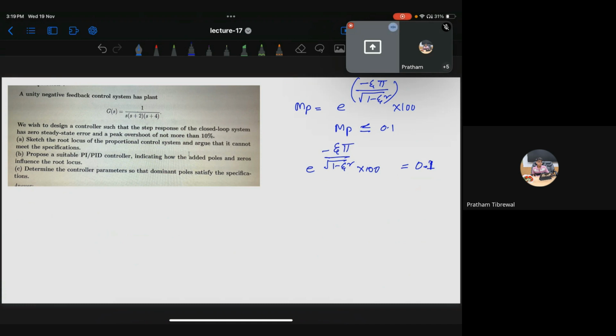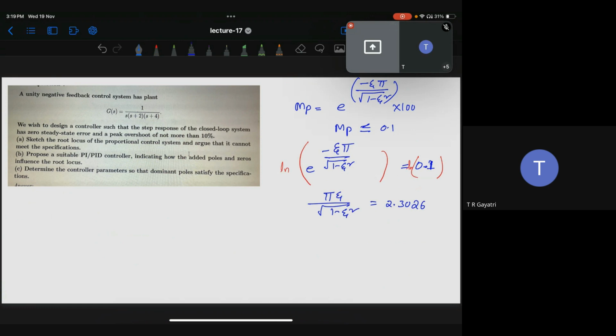Suppose you take ln on both sides. Sir, 100 won't come? Sorry, yes, because we wrote it in percentage. Okay, thanks. Now if you take ln on both sides, you will get pi zeta by root over 1 minus zeta square equal to 2.3026, with the negative sign also taken care of.